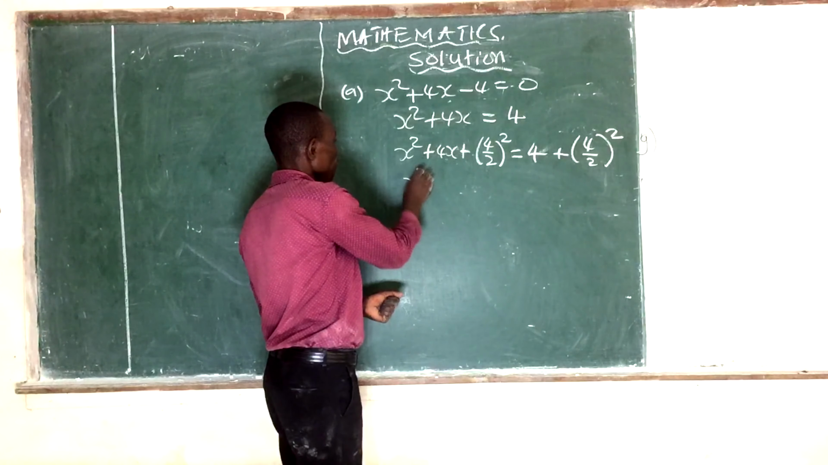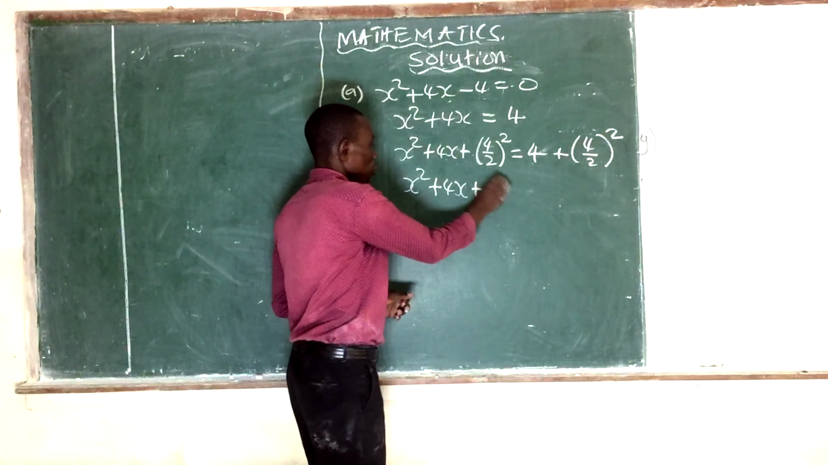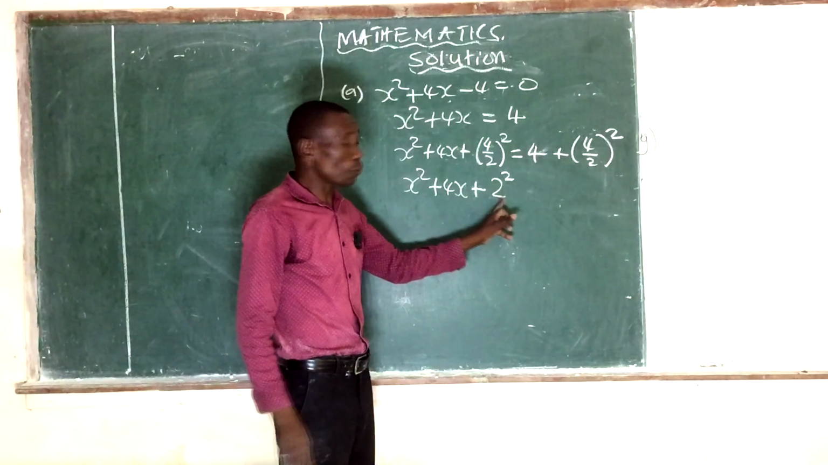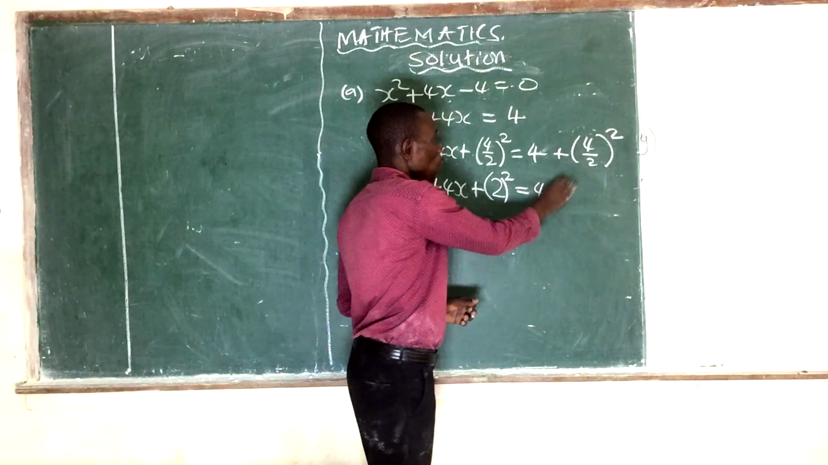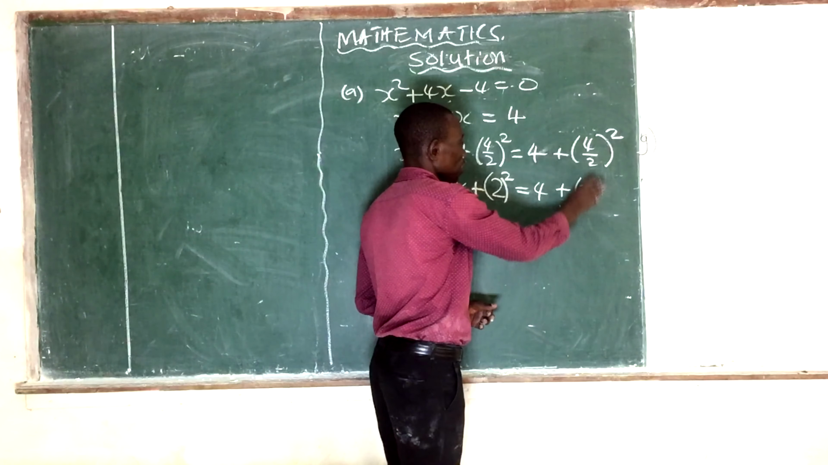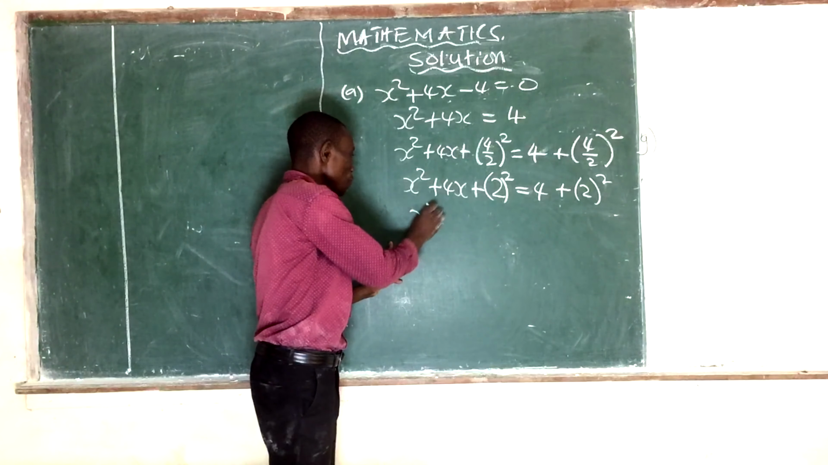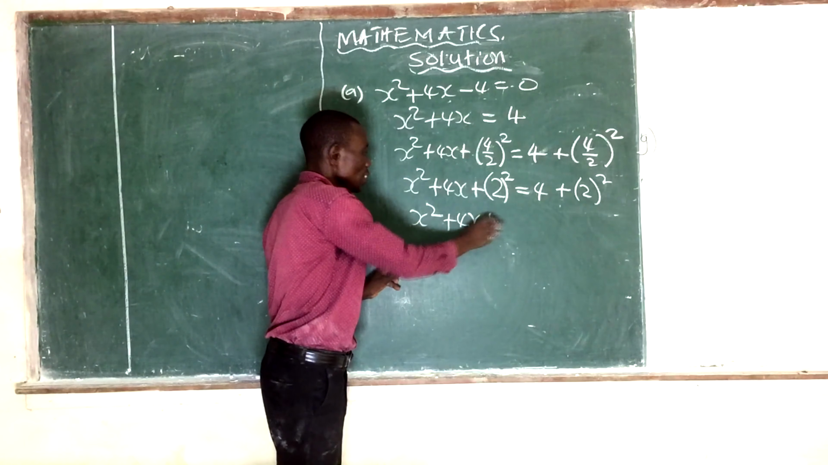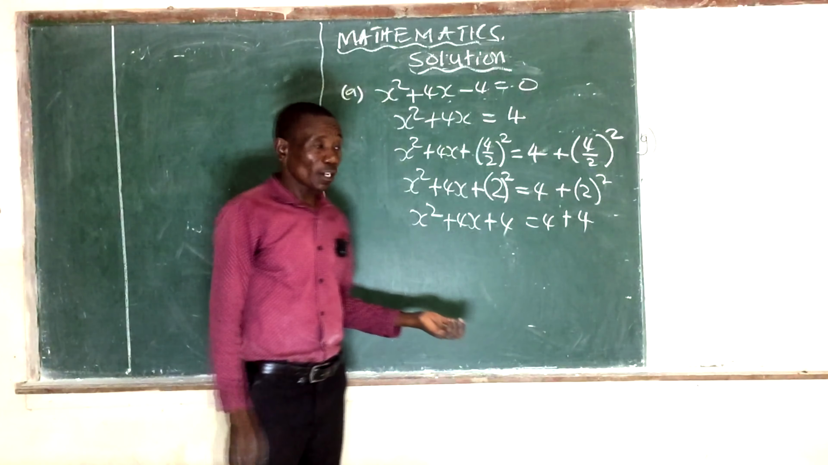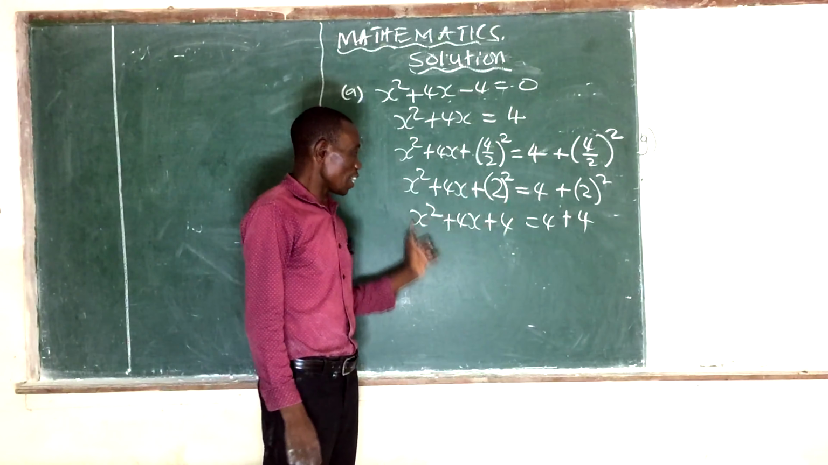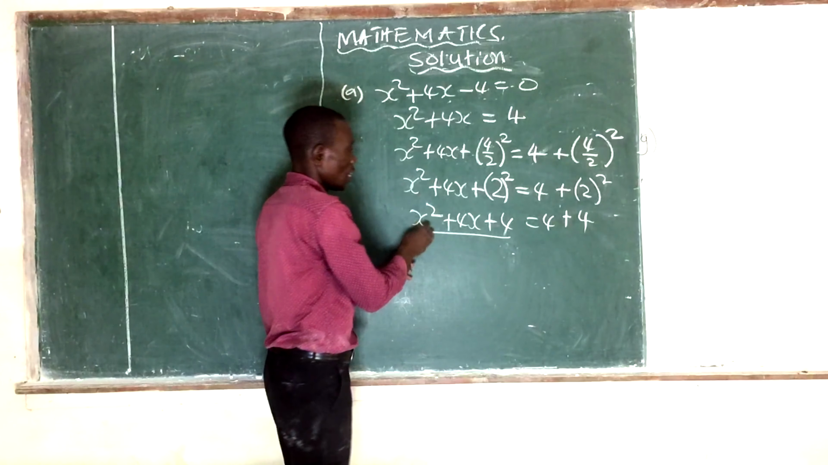So in this case, you have x squared plus 4x plus, with the 4 you have a 2, which is powered up by 2, and on the other side you have 4 plus 2 squared. Then we keep on simplifying where necessary. Here we have x squared plus 4x plus 4, and here we've got 4 plus 4. The result you get at this stage, x squared plus 4x plus 4, is now a perfect square.